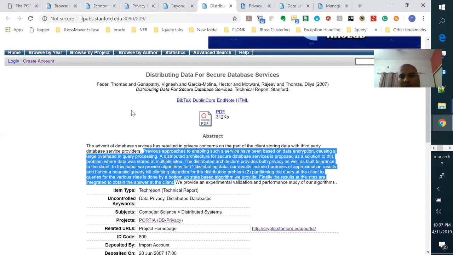In this paper, we provide algorithms for distributing the data. Our results include hardness of approximation results, and hence a heuristic greedy hill climbing algorithm for the distribution problem, partitioning the query at the client. So on the client side itself, the query is partitioned, the data is fetched from all the servers, and at the client, the data is aggregated.